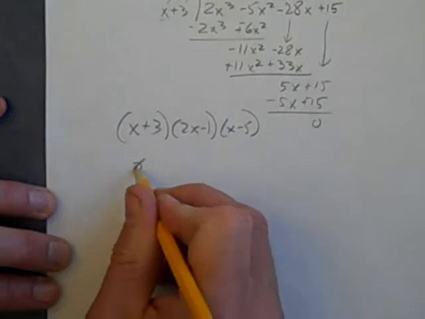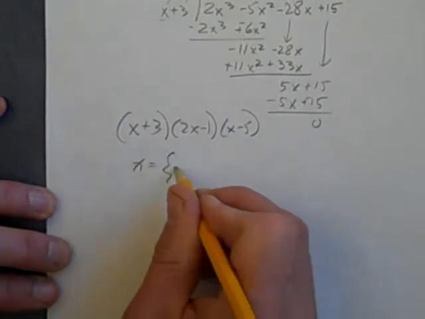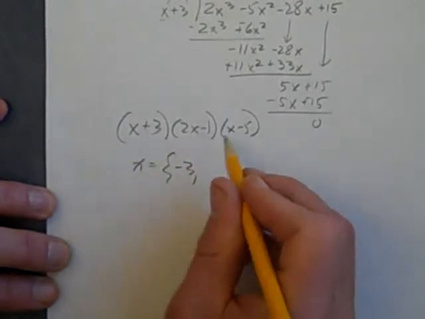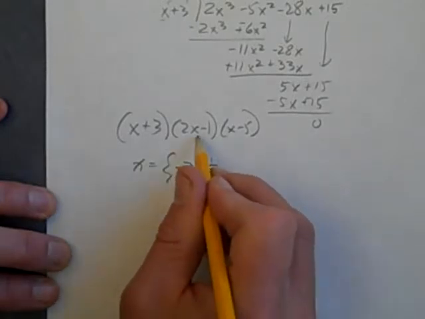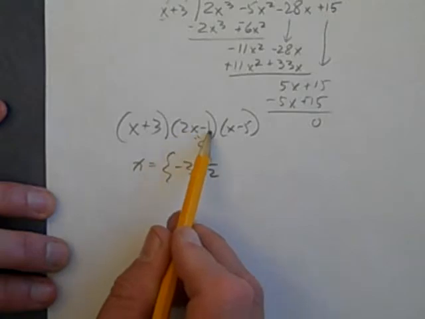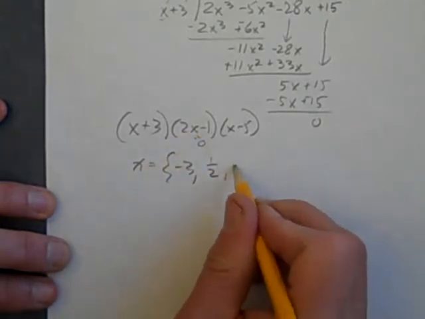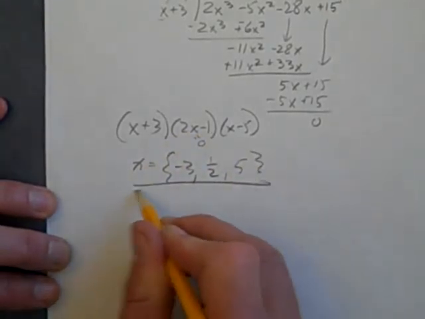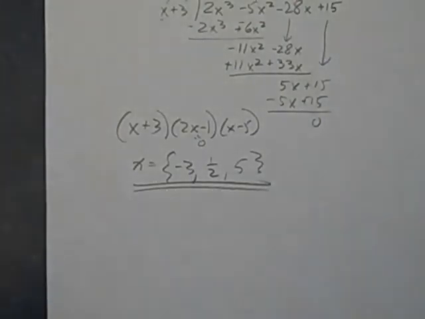My zeros then are going to be negative 3, as I knew. In this case it's going to be 1/2. When I set that equal to 0 and solve, 1/2 times 2 is 1. 1 minus 1 is 0. And then positive 5. Okay? There are my 3 zeros. Good luck.